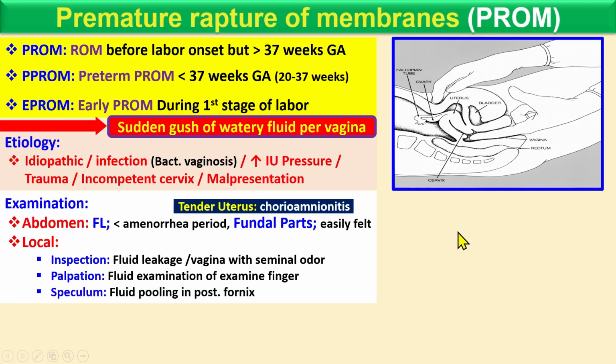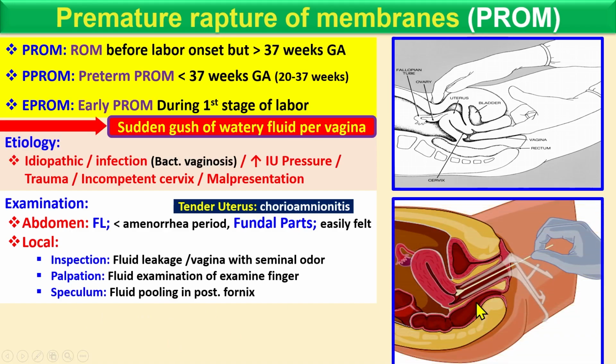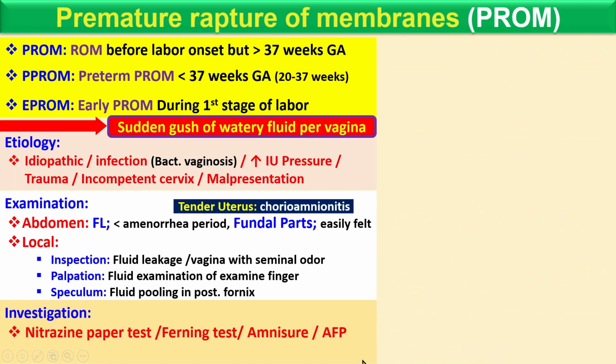Then you can also check through the speculum. There is fluid pooling in the posterior cervix or fornix. If there is fluid pooling in the posterior fornix, this suggests premature rupture of membrane. So what are the investigations? As I mentioned, nitrazine paper test, ferning test, or alpha-fetoprotein of this fluid suggests amniotic fluid. And you can check the ultrasound.